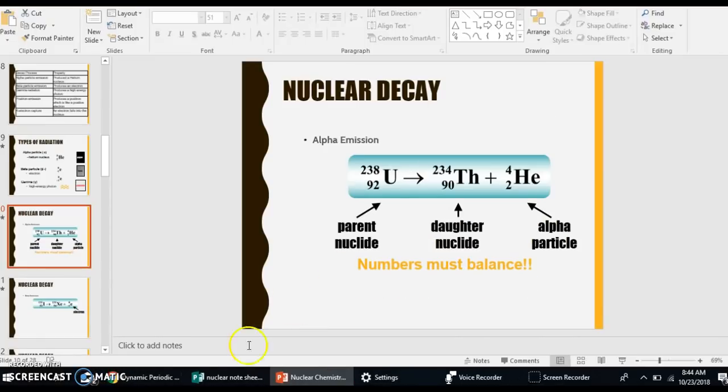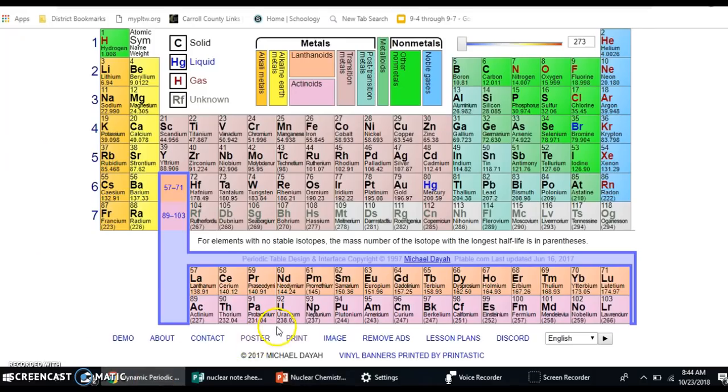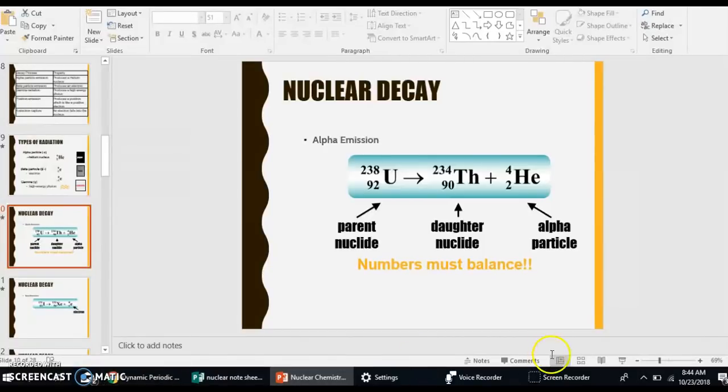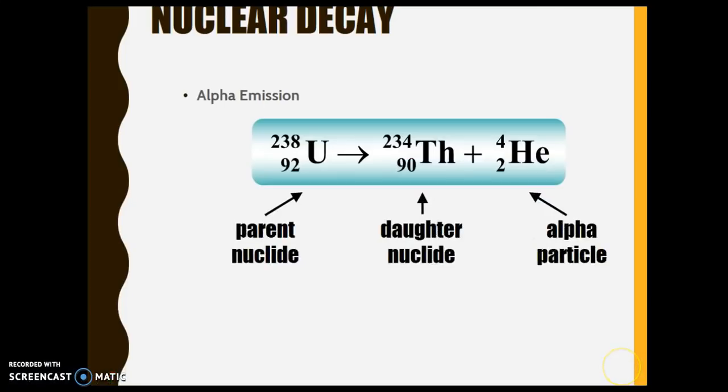We go back to our periodic table. Here is uranium, 92. We go back 2, and that's going to be thorium. So that's how I got thorium out of that one. Again, the most important thing here is that your numbers have to balance out. The law of conservation of mass and energy states that we cannot create or destroy matter. So we have 92 protons to start. We have 92 protons to finish.